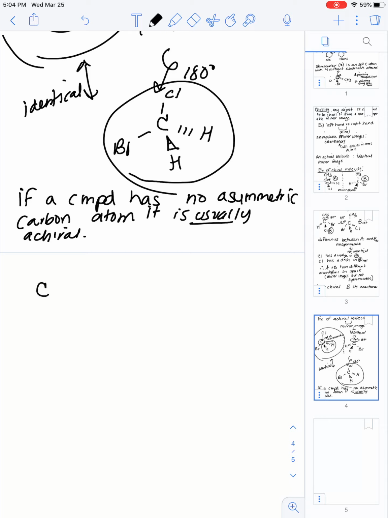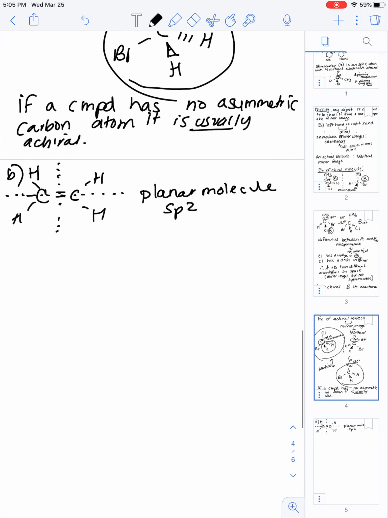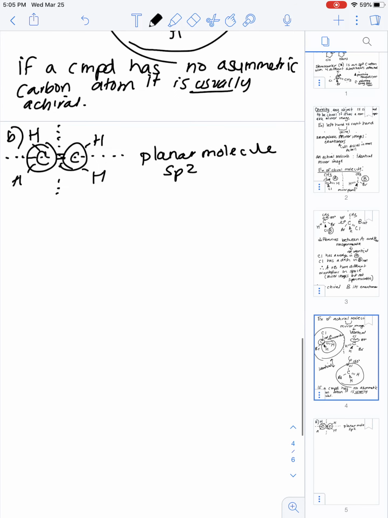So we'll call this one B. If we look at this molecule here, we have ethylene. So this is going to be a planar molecule, right? Because we have sp2 hybridization. If we look at this, we have a mirror plane in this direction, and we also have a mirror plane in this direction. Considering that we have those two mirror planes, we have the same types of substituents attached to both of these carbons, so we would consider this also an achiral molecule.